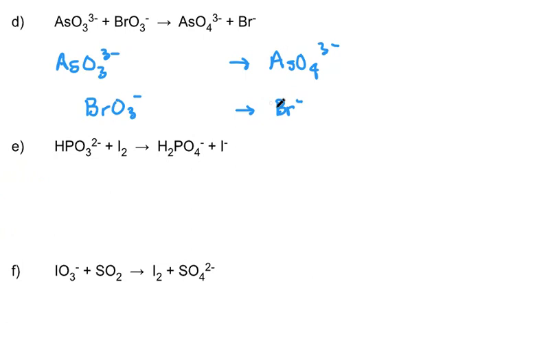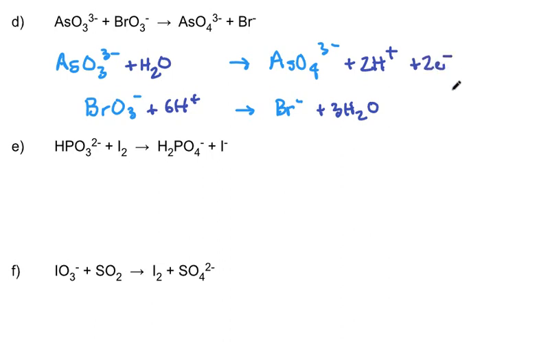Arsenic is 1:1 here, bromine is 1:1 here, so that step's okay. 3 oxygens, 4 oxygens, left side needs an oxygen. 3 oxygens, no oxygen, right side needs 3 oxygens, sorry. 2 hydrogen, need 2 on the right. 6 hydrogen, needs 6 on the left. Charge, -3 and -1. Right side's higher, right side needs 2 electrons. And +5 versus -1, left is higher by 6, so left side needs 6 electrons.